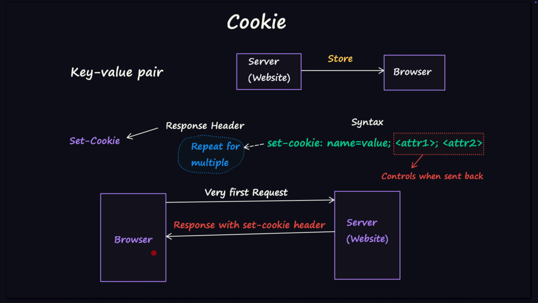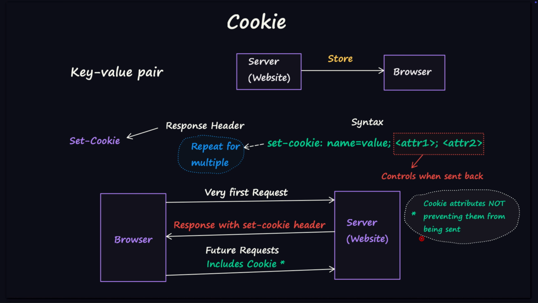Typically it will not be stored directly within the browser. That information will be stored in a secure cookie store, but it will be accessible to the browser. Now if the browser needs to make any future request to the same server or same website, then the cookie will be automatically included in all of those future requests. The cookie information will be included as long as the attributes of the cookie don't restrict it from being sent to the server. These attributes that we have seen previously control when to include the cookie in the request and when not to.